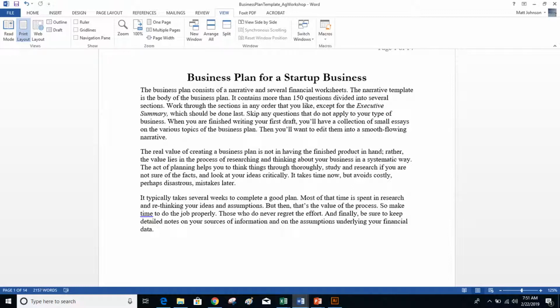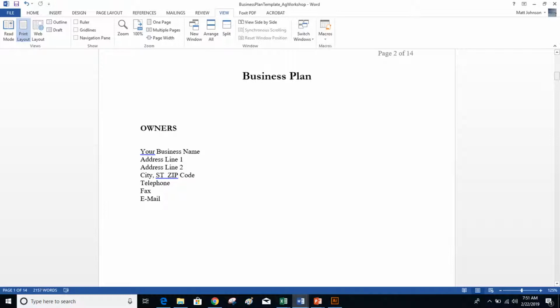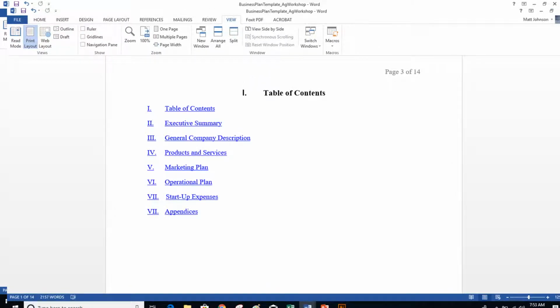Okay, so this page is just describing what we're going to be doing. You start off the business plan with the basic information. What's the name of the business? Who are the owners? Where is it located? This is where you put in your contact information. Okay, we know who you are. Fantastic. And then the table of contents. We've all written research papers before and are familiar with a table of contents. Same thing with the business plan.